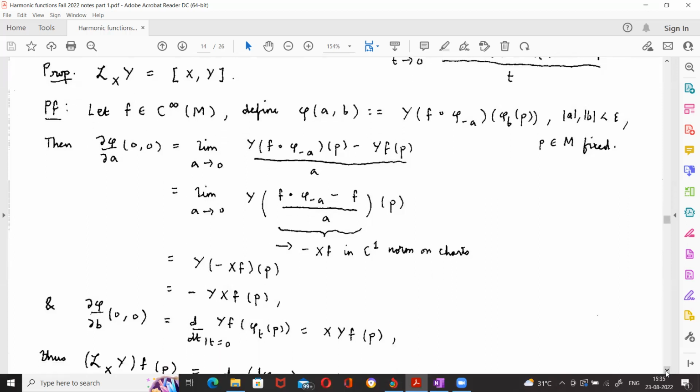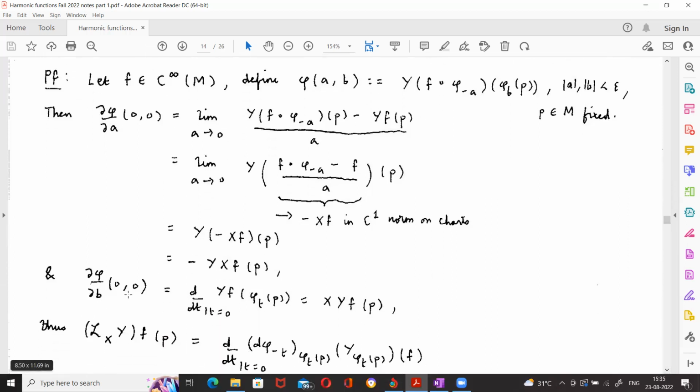Now let's look at the other partial derivative, del phi del B at 0, 0. Here I have to put A equal to 0. So inside I just get F, and then I'm looking at phi B at P. So I look at Y of phi B of P, and I differentiate that with respect to B. So this is the same as d/dt at t equal to 0 of YF at phi t of P. And phi t of P is the integral curve of X. So this is just the derivative of YF in the direction of X at P. So this is X applied to YF at P.